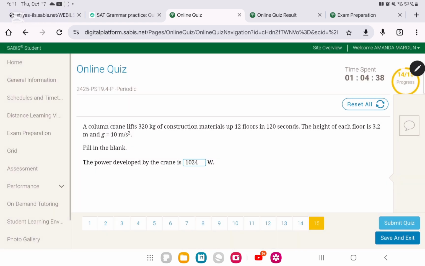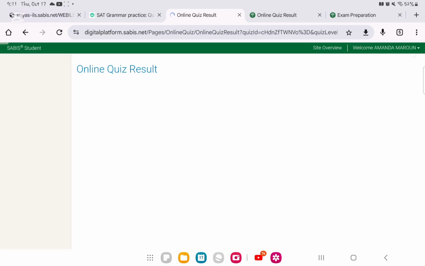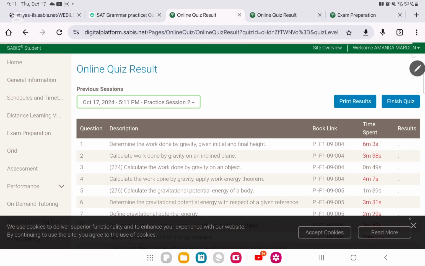So very simply, we got our answer of the power, which is 1024 watts. So let's submit, and inshallah, there are no mistakes. Alhamdulillah, there are no mistakes.